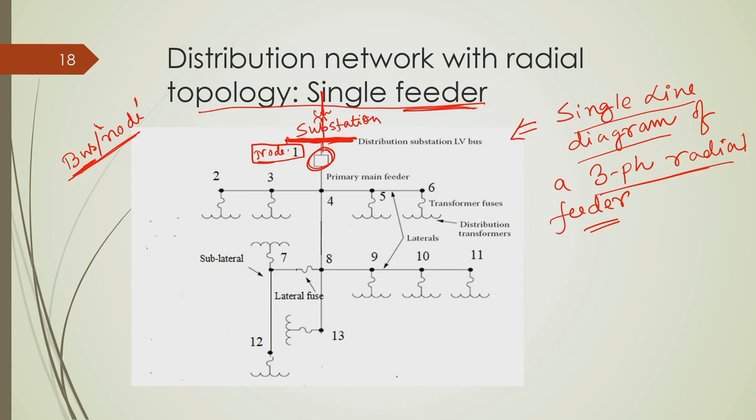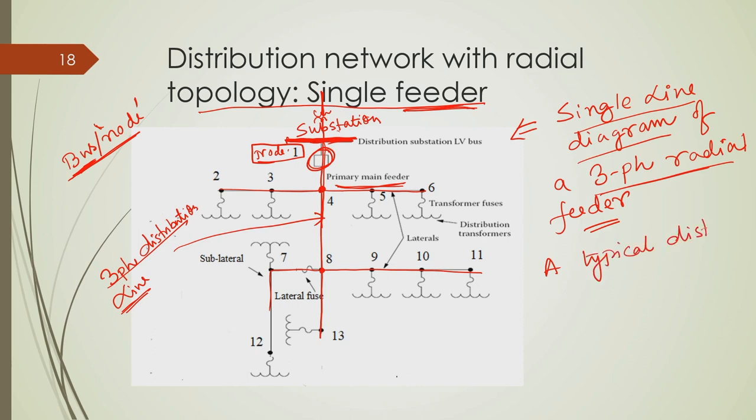And then this long line is basically a three phase distribution line, either an overhead line or an underground cable, whichever option is possible. It is also called the trunk feeder or main feeder, and it is connected to different nodal points with different laterals. So, these are basically lateral feeders. This is one lateral, this is another lateral, similarly another lateral, and so on.